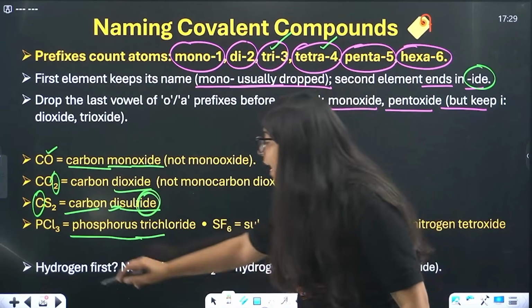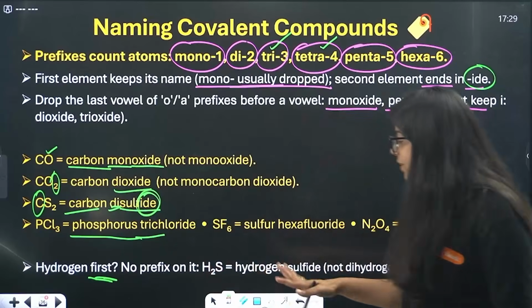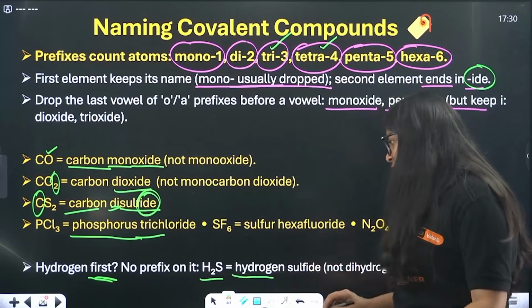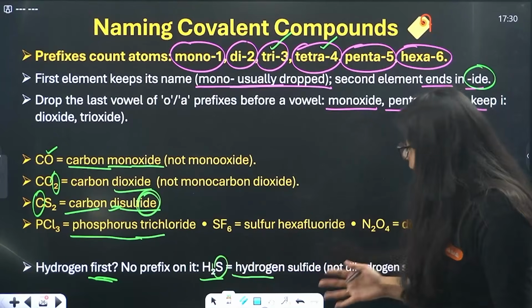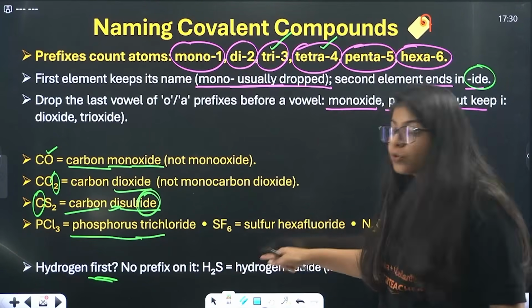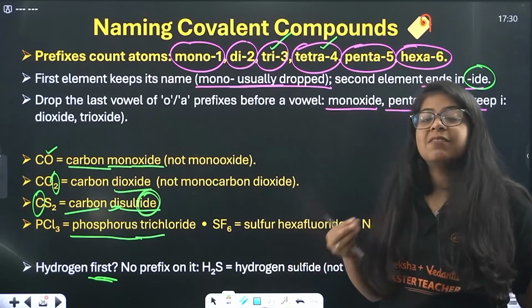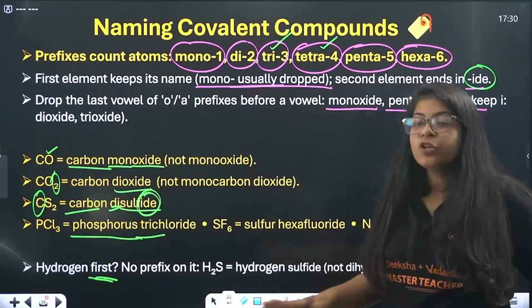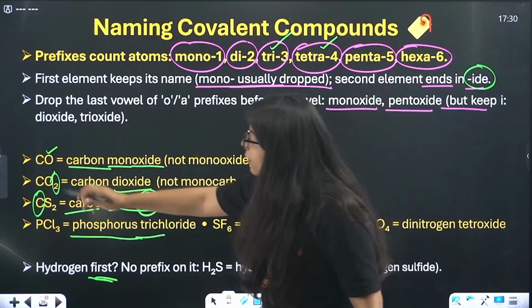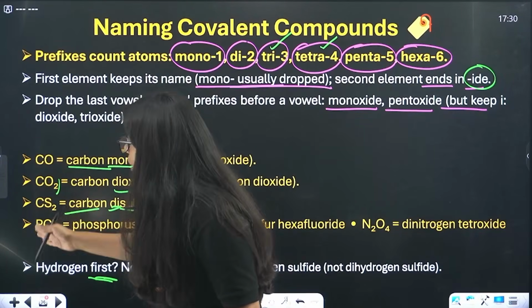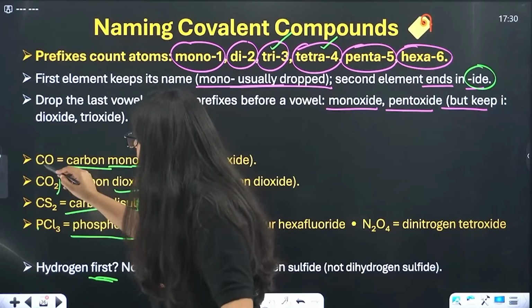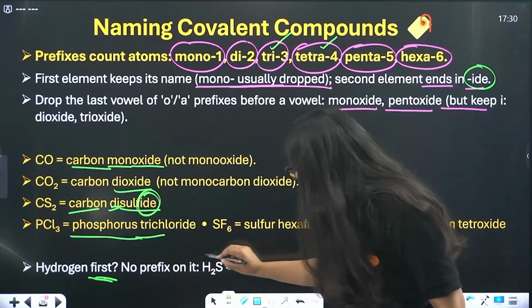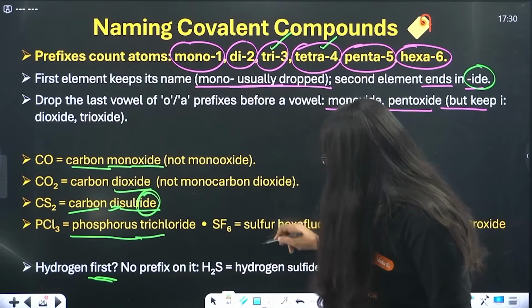Now, when hydrogen is first, no prefix on it. That means H2S, again no prefix, right? Hydrogen remains hydrogen and this becomes sulfide. That means we are not saying dihydrogen sulfide. No prefix on this, even if hydrogen is 3, even if hydrogen is 2, 4, 5,000, just write hydrogen, no prefix in it. Okay, here we don't have any prefix because all of them are single, right?